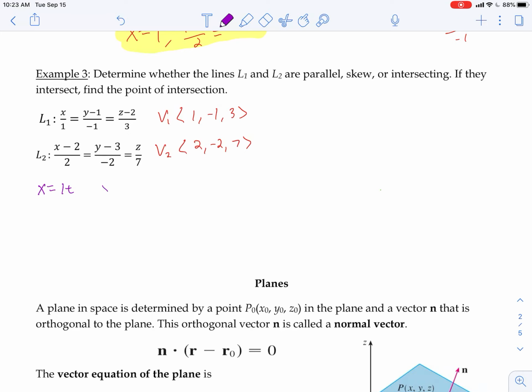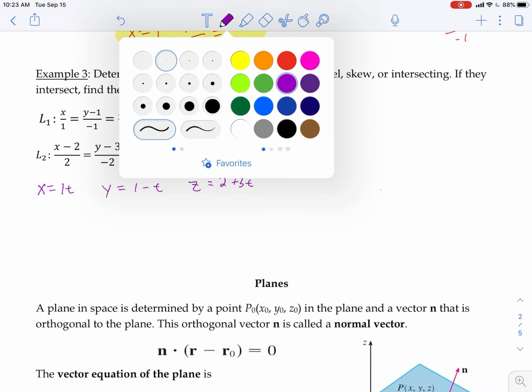Or just x equals t. The next one is going to be y is equal to 1 minus t. And then the next one is just z is equal to 2 plus 3t. It's kind of just like setting all these equal to t and then resolving it, multiplying by the denominator, then adding or subtracting the top.